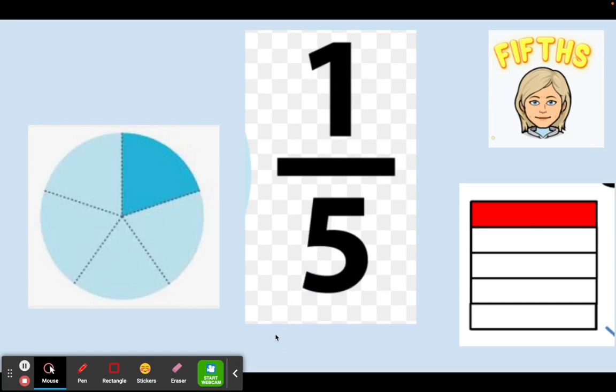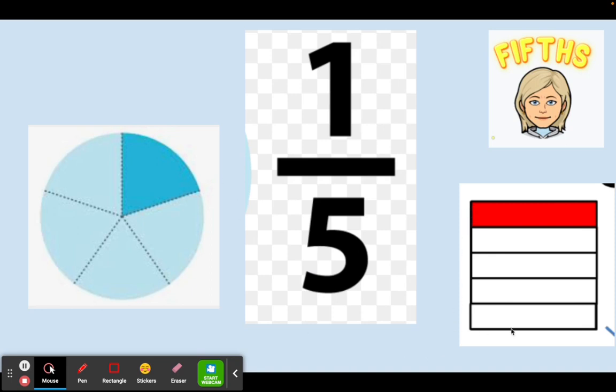Our next fraction is 1/5. That means the denominator tells us that we have to have 5 parts, 5 equal parts. Let's check. Here's our whole circle. 1, 2, 3, 4, 5. Great. So here is 1/5 coloured in a slightly darker blue.